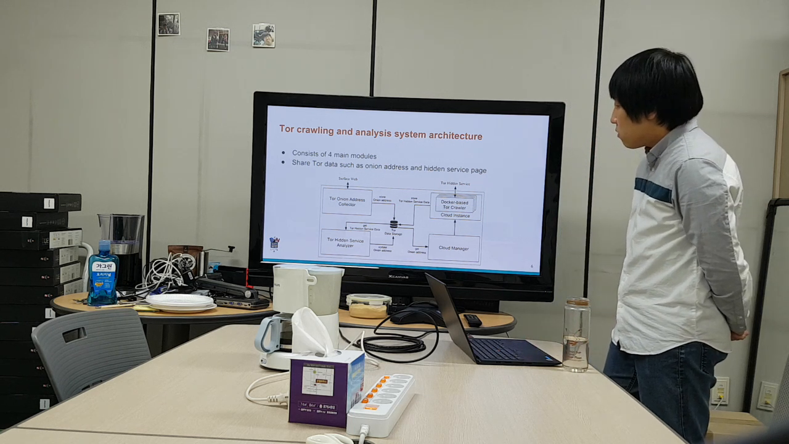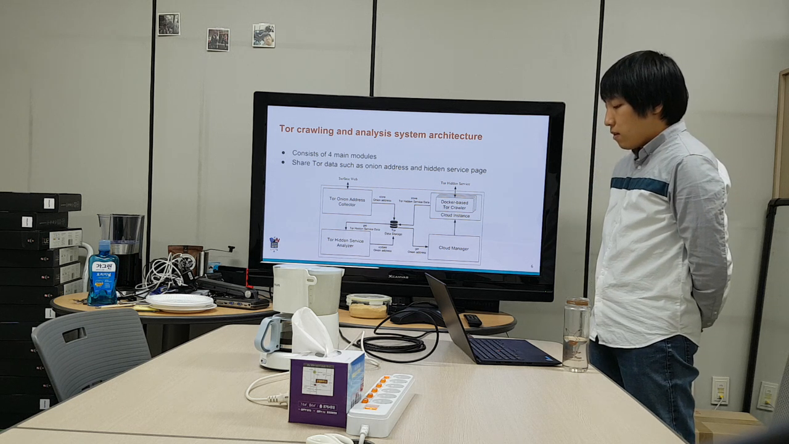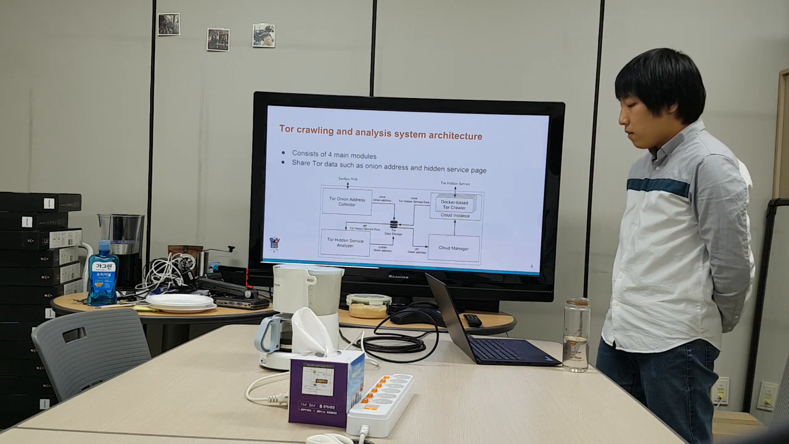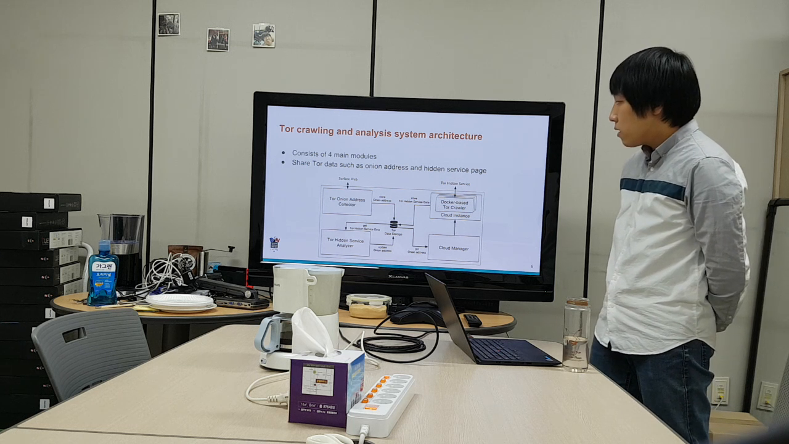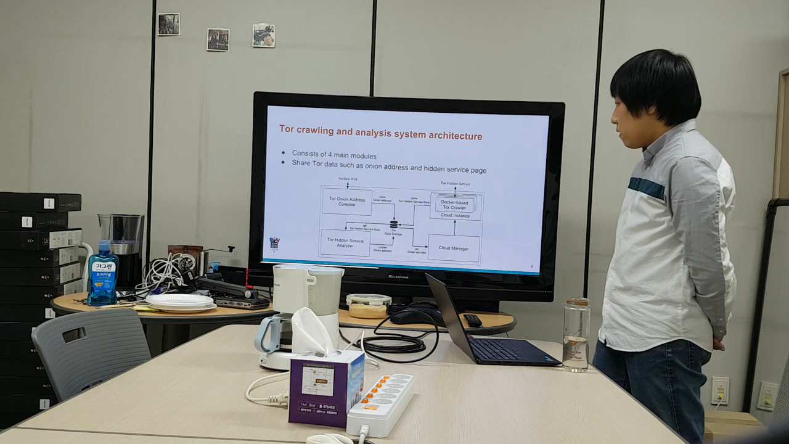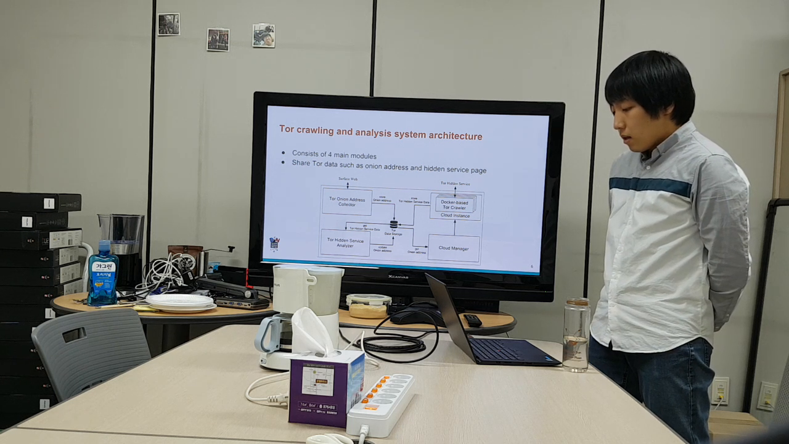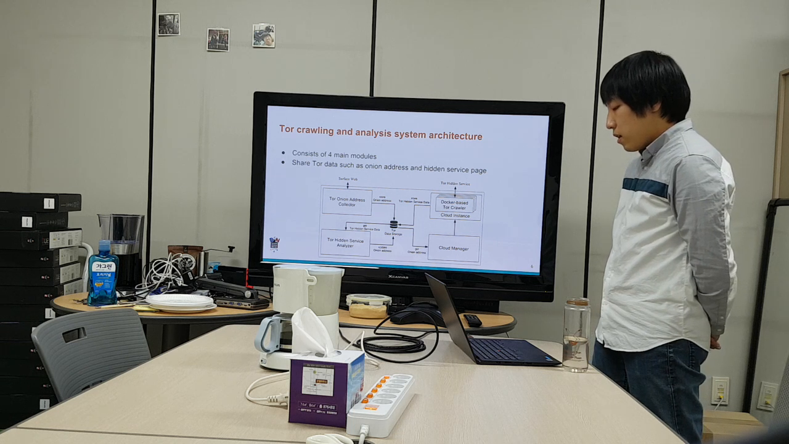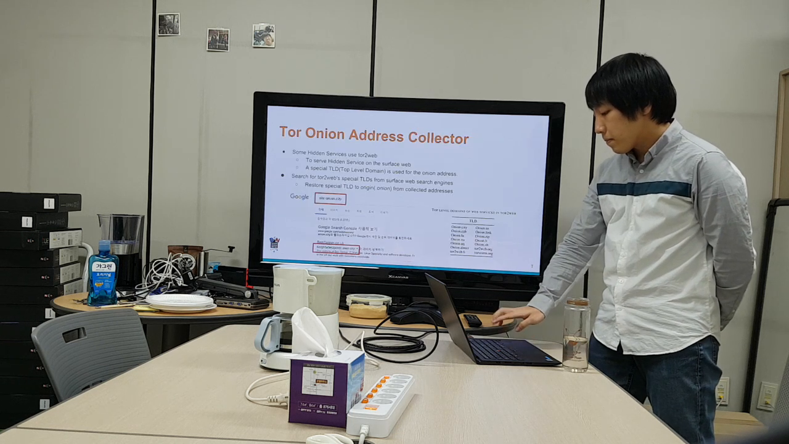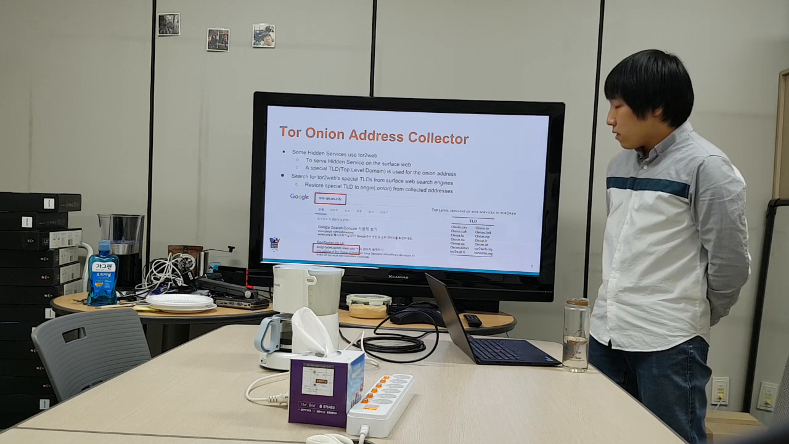This picture shows the overall structure of our system. The system consists of 4 main modules. Each module works by sharing Tor data such as onion addresses and hidden service pages. Then I will explain each module in detail. First, the Tor onion address collector.